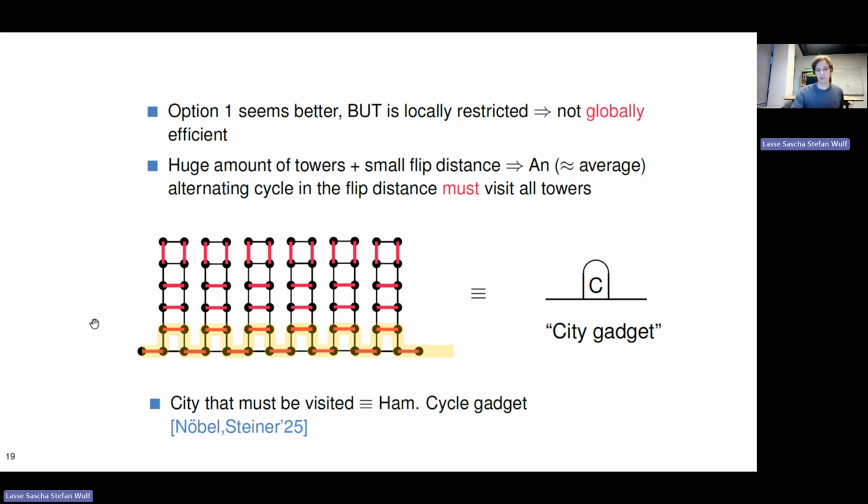So let's say we have a huge amount of towers arranged in a line like this. Let's call this a city gadget, because clearly a lot of towers equals a city. And now the main idea is that the city gadget forces the alternating cycles that flip from one perfect matching to another matching to visit this city, right? So you have some city, some location that the alternating cycle has to visit. And this will be the first ingredient in our reduction.